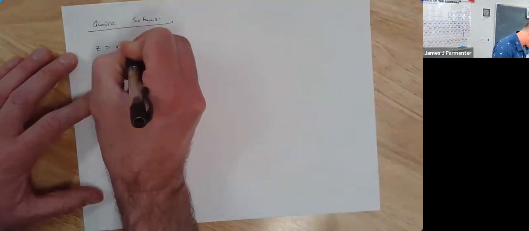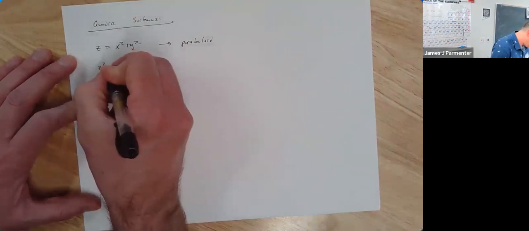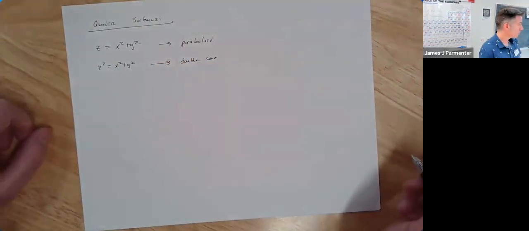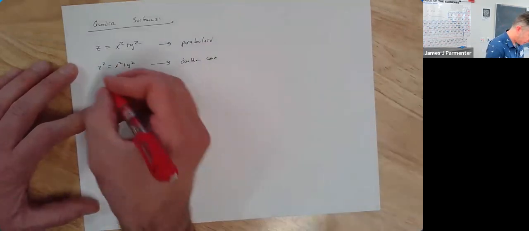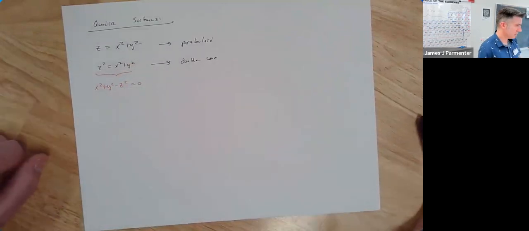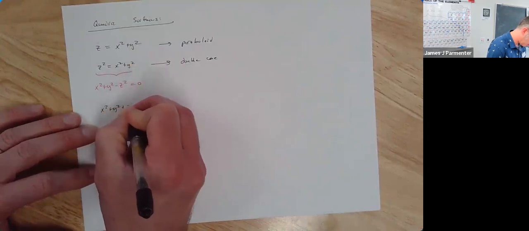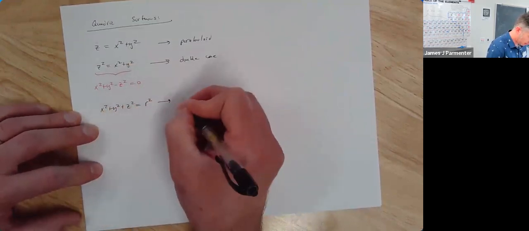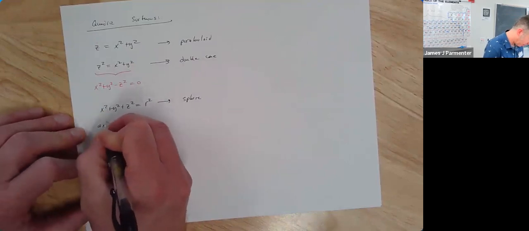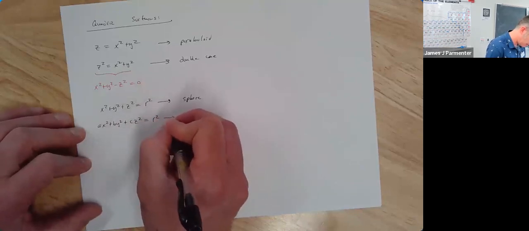Z equal to X squared plus Y squared, paraboloid. Z squared equal to X squared plus Y squared, double cone. Or as you might think of this, X squared plus Y squared minus Z squared equal to 0. The reason I point this out is because then we start looking at the other ones, like X squared plus Y squared plus Z squared equal to R squared. That's going to be a sphere. Or if you have different coefficients, an ellipsoid. You could have AX squared plus BY squared plus CZ squared equal to some number. It doesn't really matter what it is. That's going to be an ellipsoid.